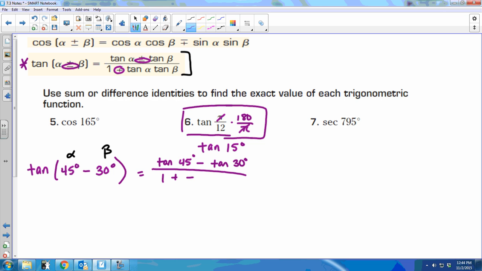1 plus tangent of 45 times tangent of 30. Tangent of 45 is easy. What's the tangent of 45? 1. Right? Because tangent is y divided by x or sine divided by cosine. And you have the square root of 2 over 2 divided by the square root of 2 over 2. So those are 1.